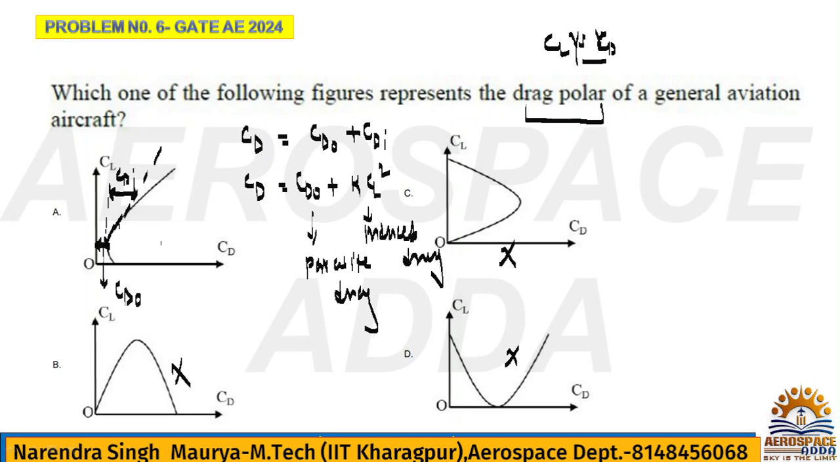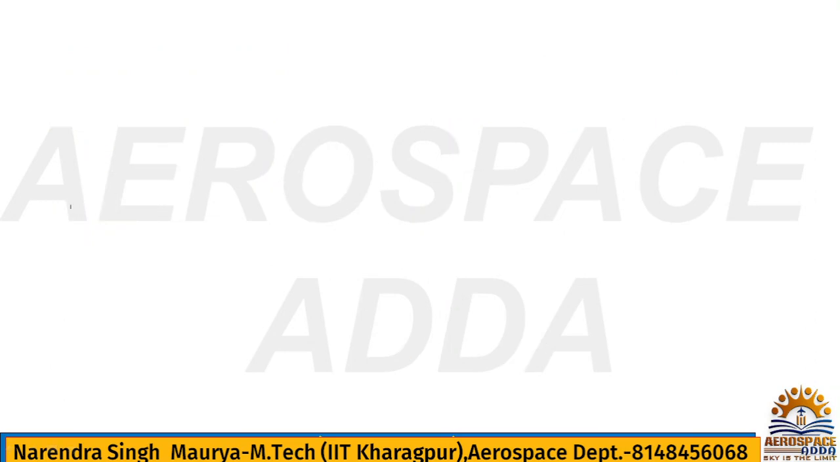Okay. So remember, this is the drag polar equation. This is the figure for the drag polar, where both parasite drag and induced drag are combined. So option A is correct. Only option A is correct for this question. I'm not going for the others because they are not correct. Now we'll go for the next question.